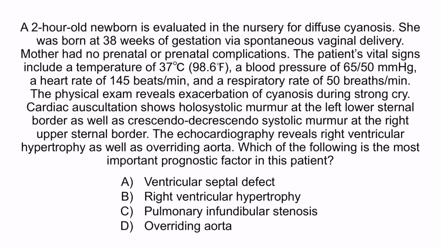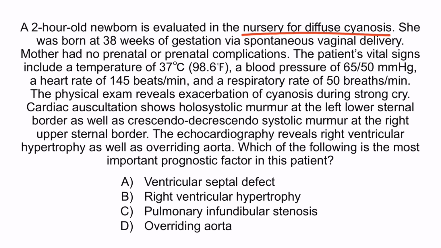Cardiac auscultation shows holosystolic murmur at the left lower sternal border as well as crescendo-decrescendo systolic murmur at the right upper sternal border. The echocardiography reveals right ventricular hypertrophy as well as overriding aorta. Which of the following is the most important prognostic factor in this patient? A. Ventricular septal defect. B. Right ventricular hypertrophy. C. Pulmonary infundibular stenosis. Or D. Overriding aorta.